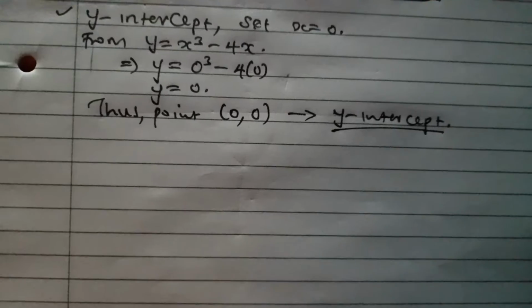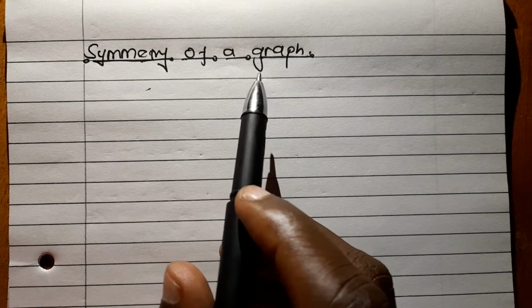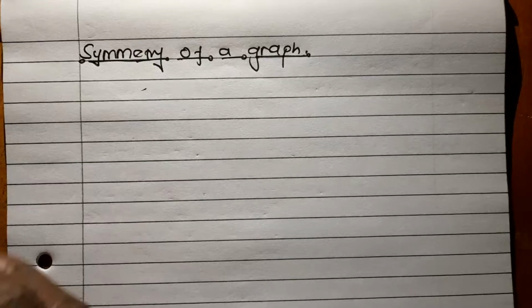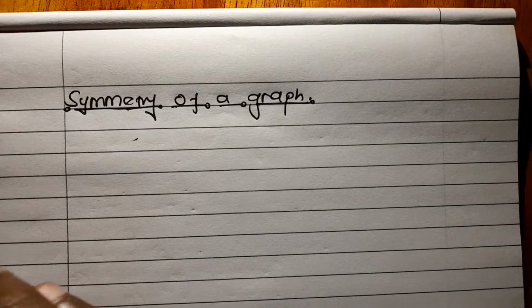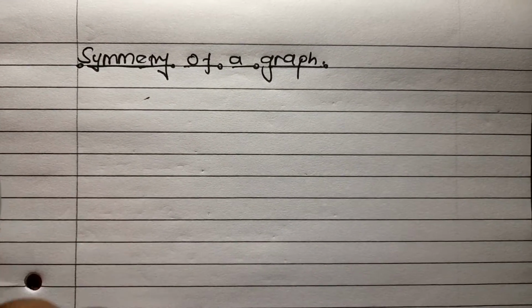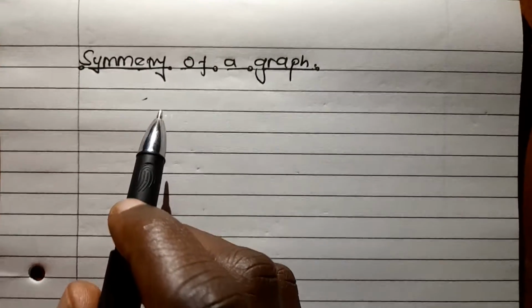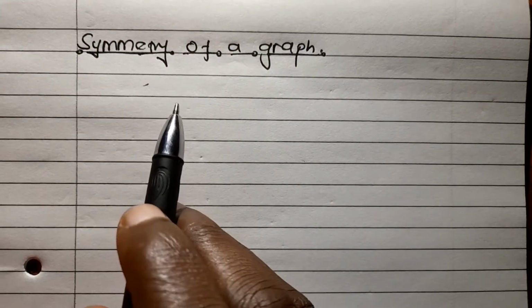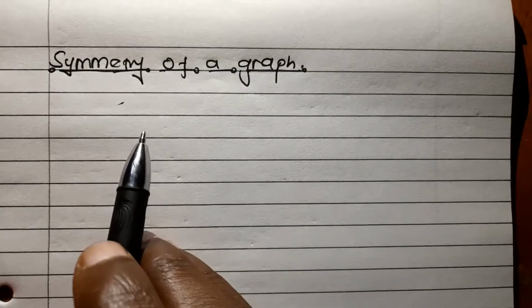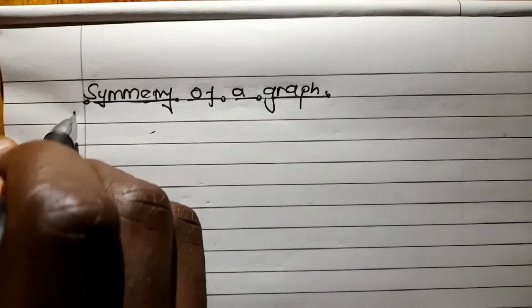And now we are going to discuss the symmetry. So, symmetry of a graph. Knowing the symmetry of a graph before attempting to sketch it is very useful, because we will need only half as many points to sketch the graph. Unlike in point plotting, where we need several points in order to come up with the graph, knowing the symmetry of a graph will simplify sketching the graph. And basically, there are three types of symmetry.